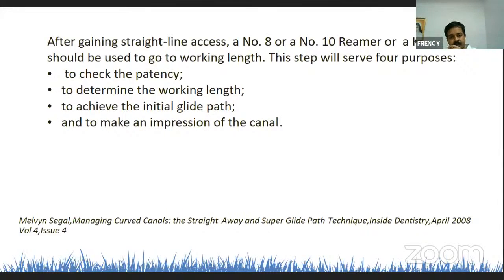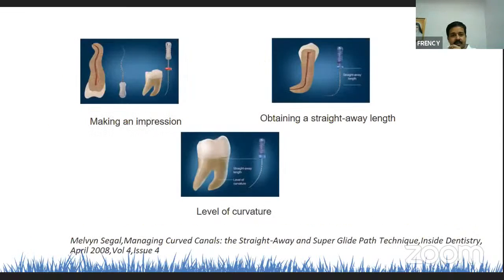In multiplanar curvature, when you are taking out the 8 and 10 files, you will get the idea of the curvature, because many times you will get the impression of the curve in the instrument itself. When you are taking the 8 and 10 files out of the canal, you will get the type of curvature imprinted on the instrument.